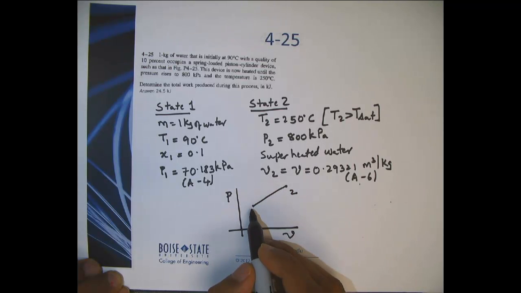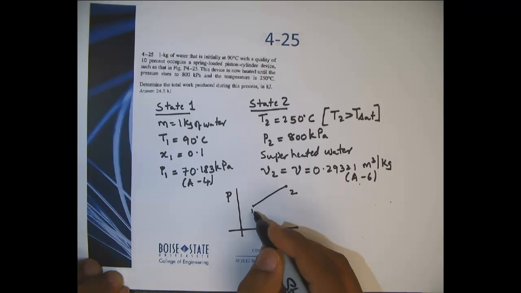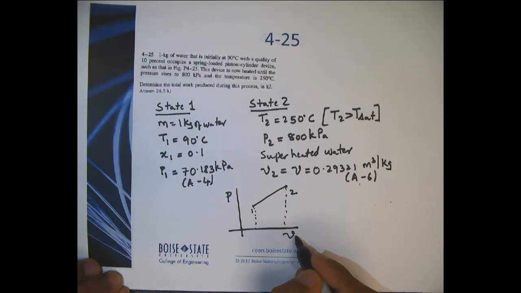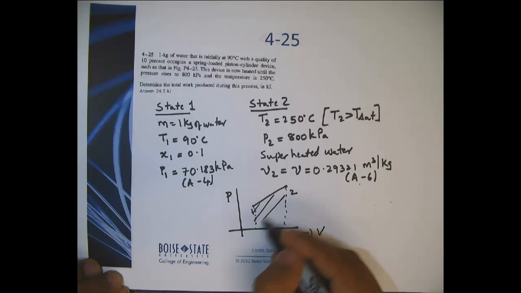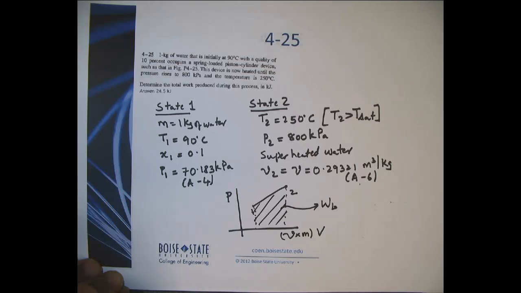You can see that it is 70.183 kilopascals at state 1, 800 kilopascals at state 2. So this is a linear increase. So the area under this curve, and I should probably multiply with the mass so that I'm talking about volume, would give us the work done. So the next step is to find V1.